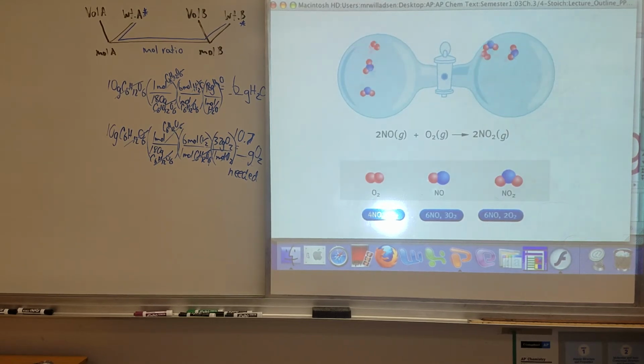The reaction stops once the nitric oxide gas runs out. NO limits the amount of product that can be formed and is therefore called the limiting reagent.